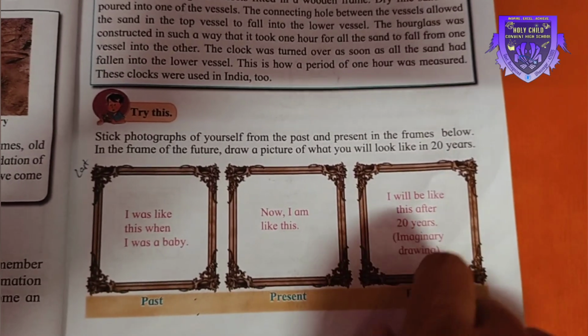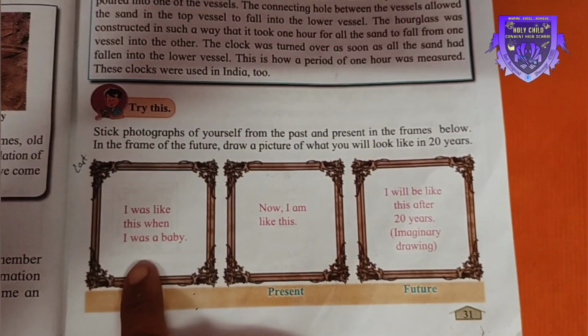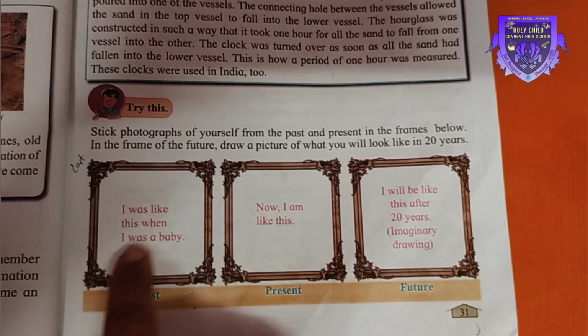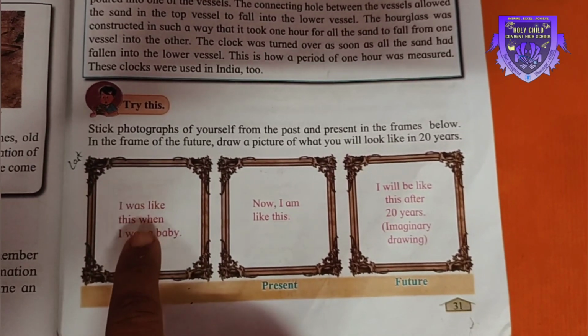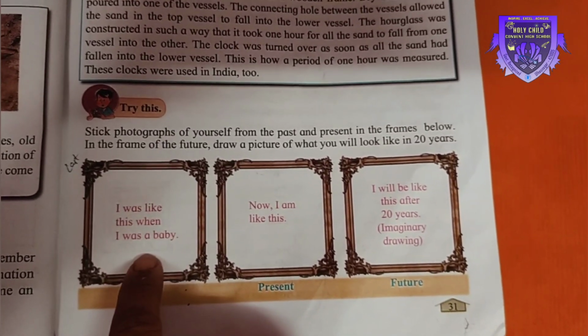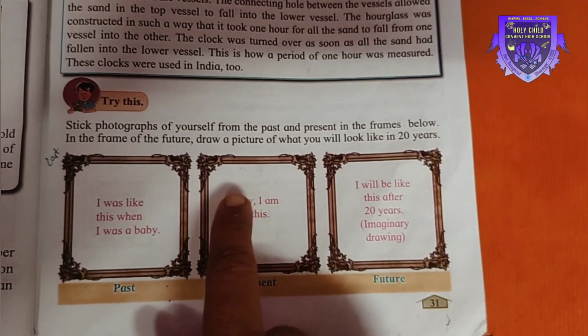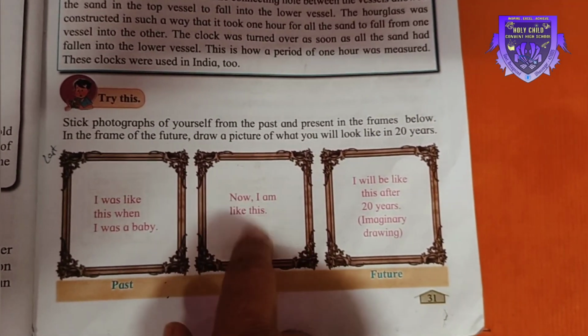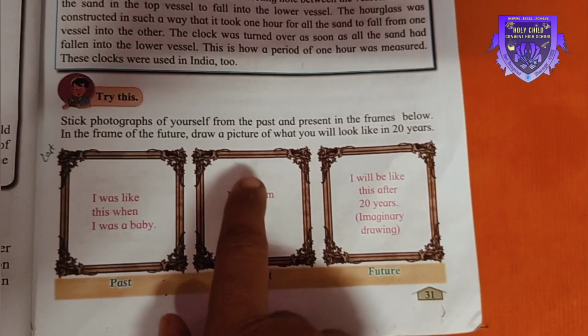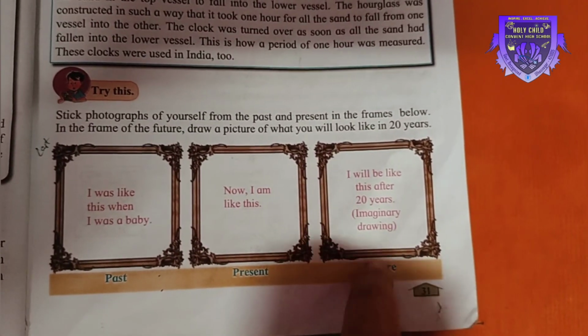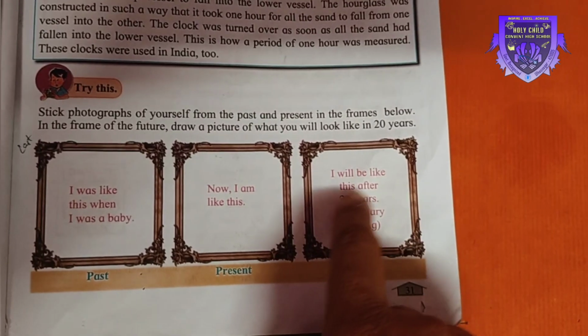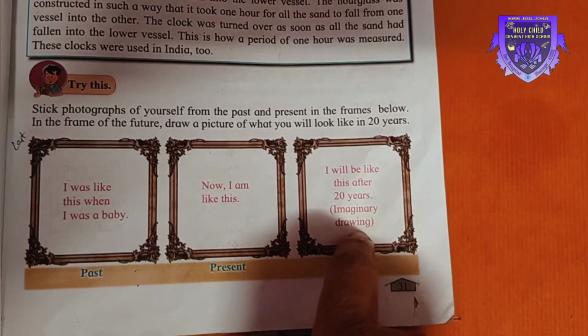Now students, see, this is a homework for you all. See, I was like this when I was a baby. Past. You have to stick your photo here from when you were a baby. Now this is your present. Now I am like this. Present, how you are looking, that photo you have to stick here. And this is your future. I will be like this after 20 years. You have to draw an imaginary drawing.